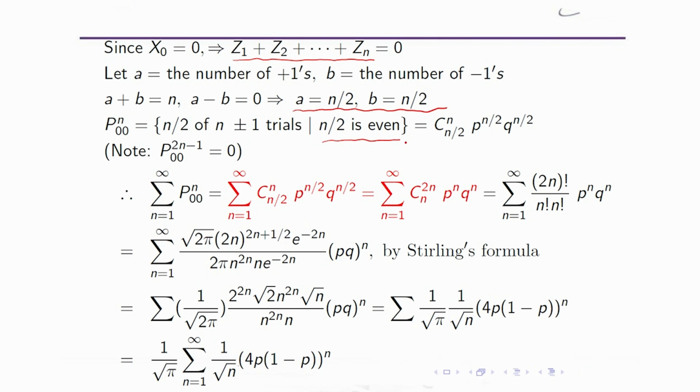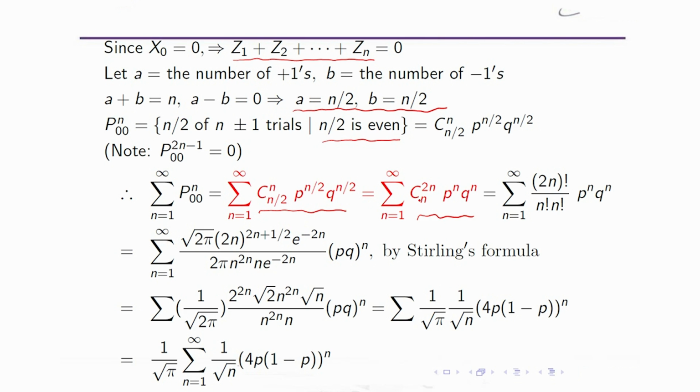So this probability means we have n choose n over 2, p to the power of n over 2, and q to the power of n over 2. So the summation of p00n is equal to the summation of this. And notice that n choose n over 2 only has positive values when n is even, right? So we can write this as this.